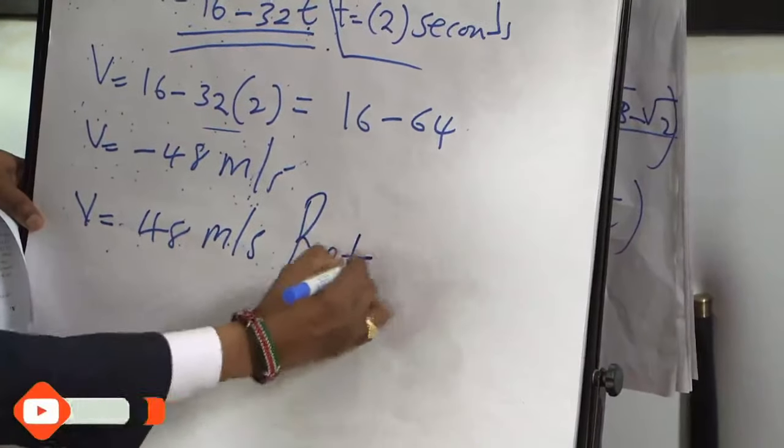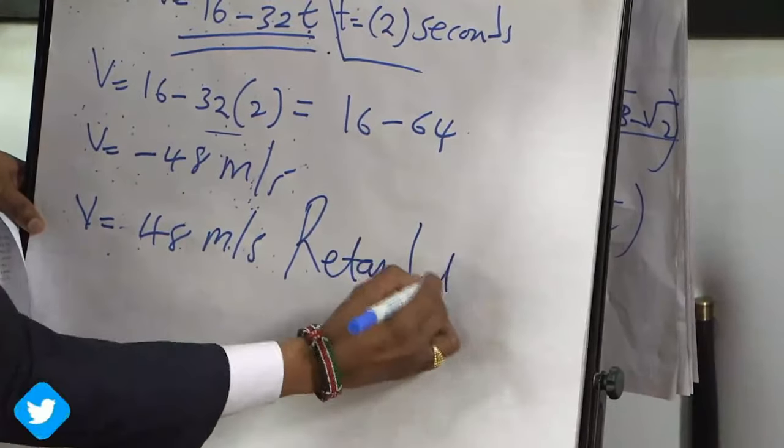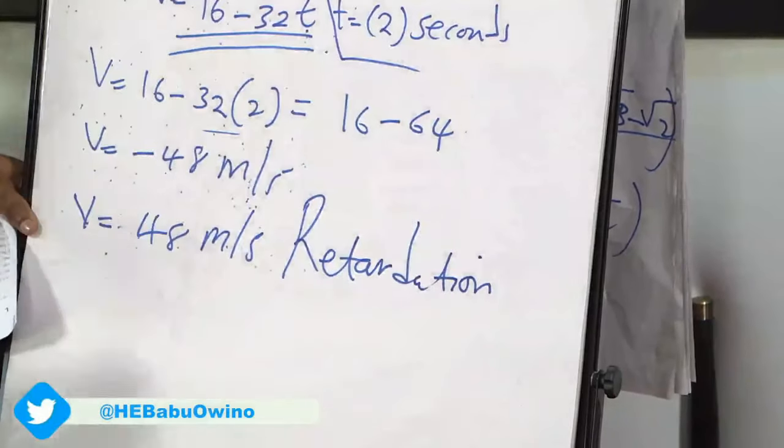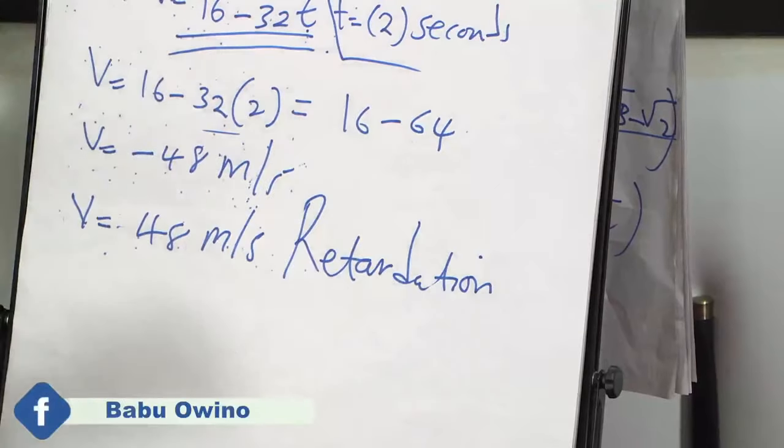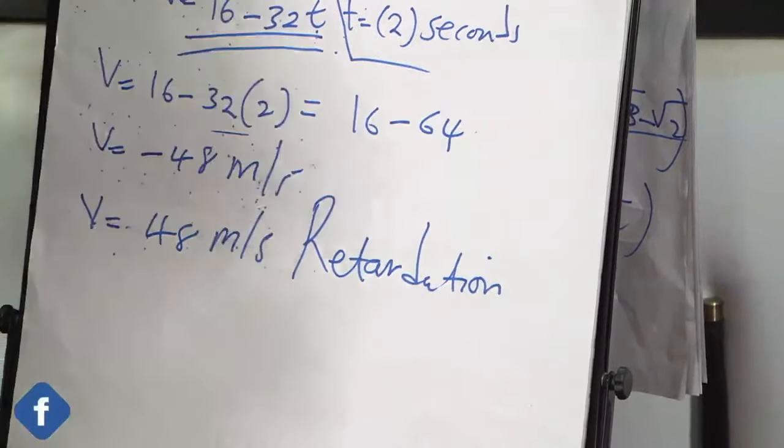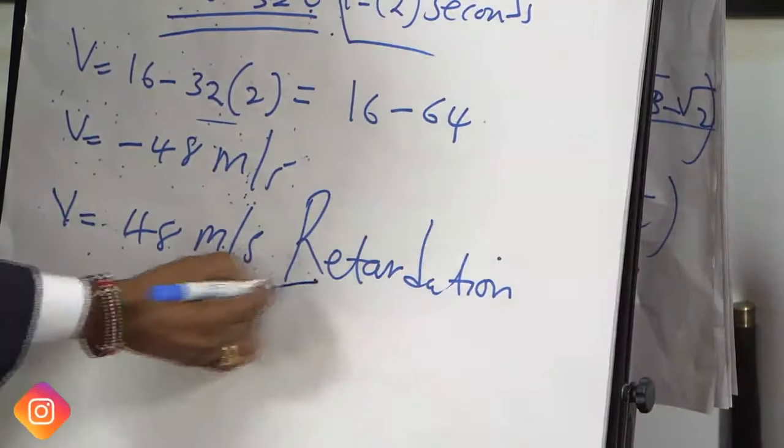It was retardation. To take care of the negative, because he was slowing as he was going down. The velocity wasn't increasing. So it's retardation.